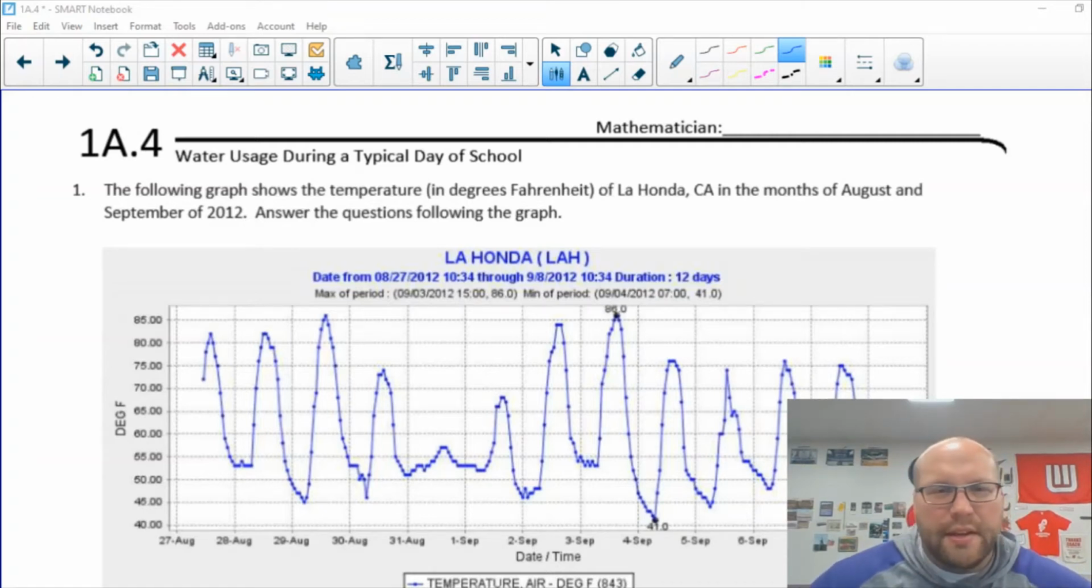For our summary today, I'm just going to give you a quick run through of some of the graphs that we interpreted from class today through our Explore, through some of the things that we've done.